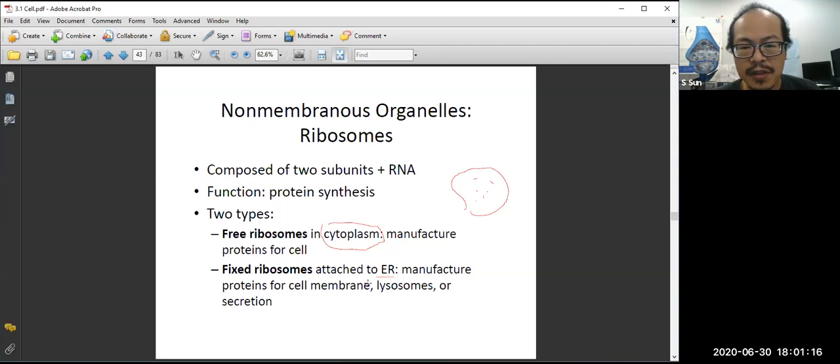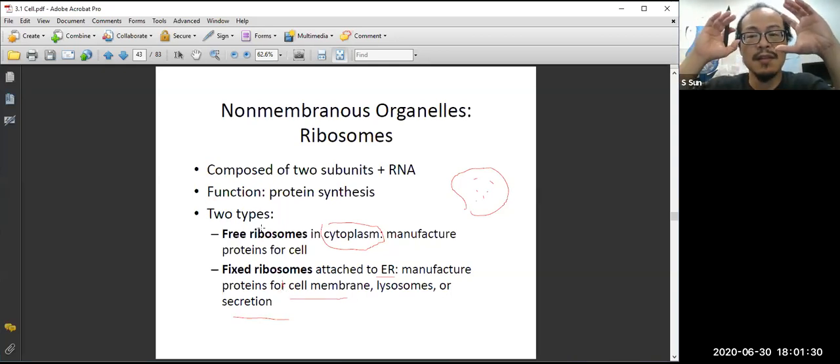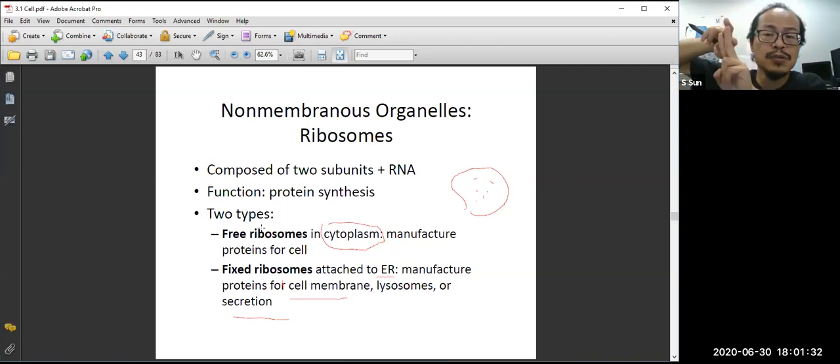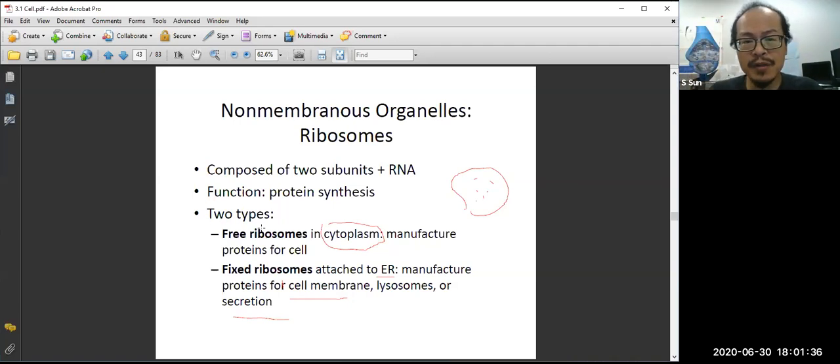And then they can generate protein for cell membrane, for lysosome, or to be secreted. We will talk about their function later. But the thing you need to know is that there are two groups of ribosome. One is free, the other one is membrane bounded or fixed ribosome. And you need to know their location. For the fixed one, it's fixed to where? ER, endoplasmic reticulum, okay?